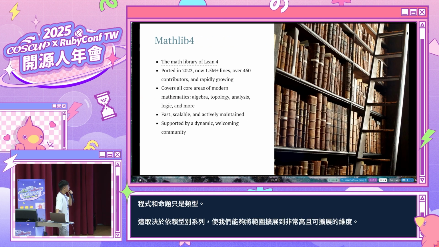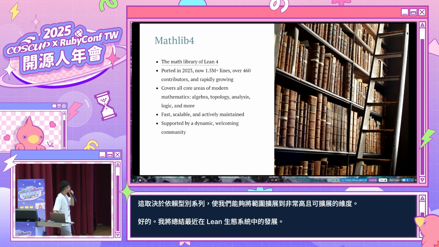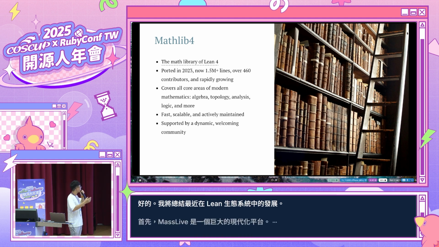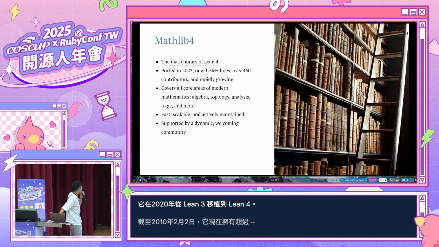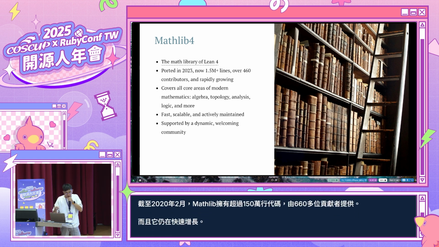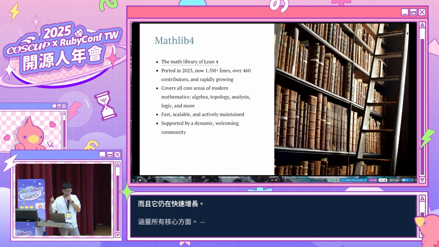Okay. So I will summarize the recent development of the Lean ecosystem. First of all is Mathlib4. It is a huge modern mathematics library written in Lean 4. It was ported from Lean 3 to Lean 4 in 2023. It now has more than 1.5 million lines and over 660 contributors, and is still rapidly growing. It covers all core areas of elementary mathematics, but also modern mathematics: algebra, topology, analysis, logic, and more. It's fast and scalable, and welcomes new contributors.